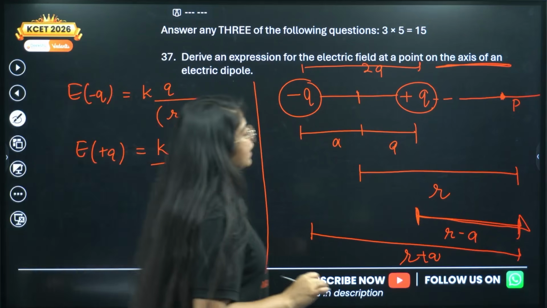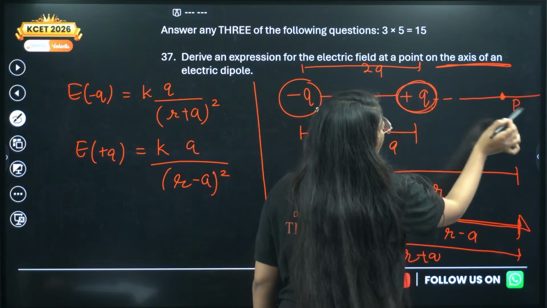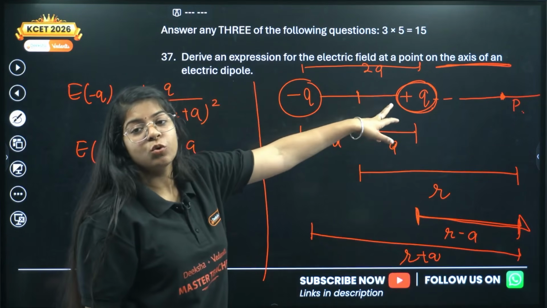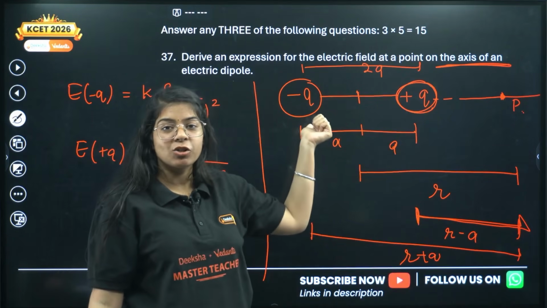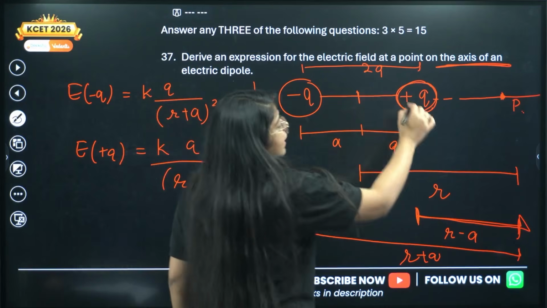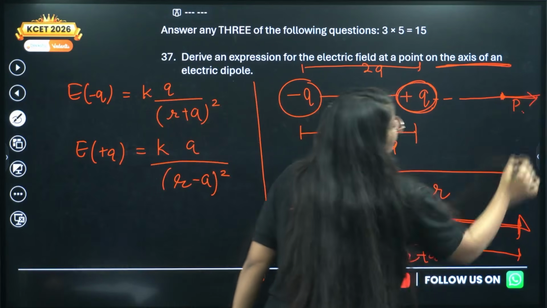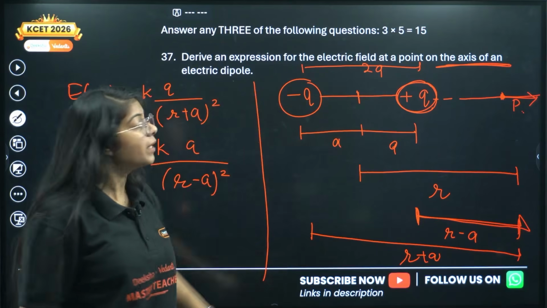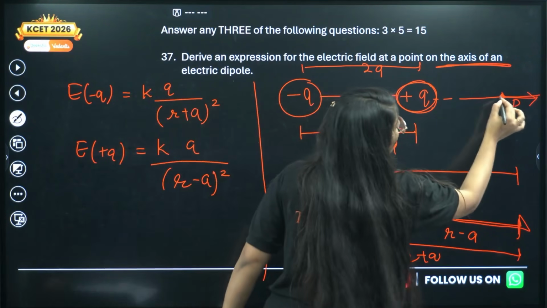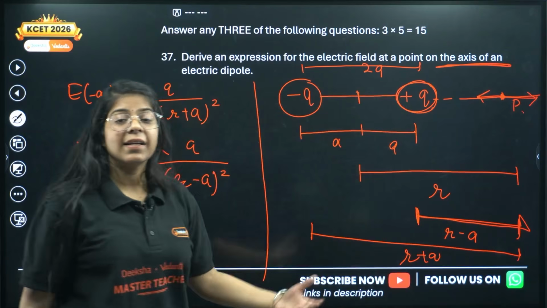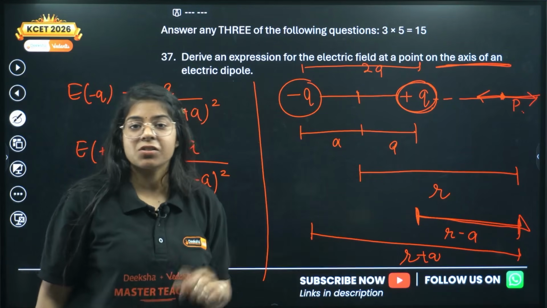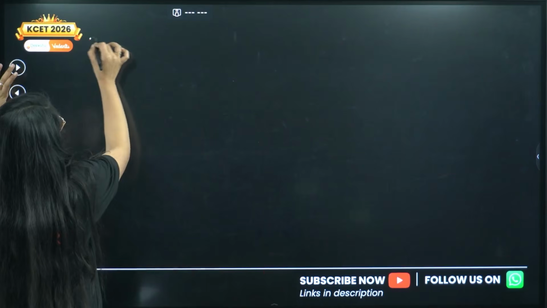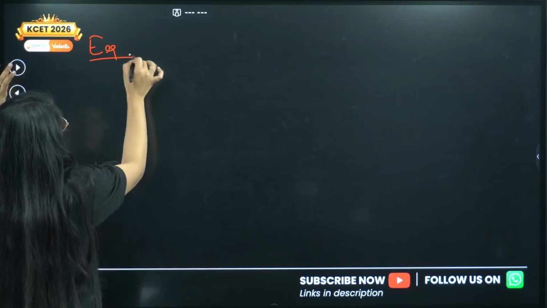Now definitely this charge is closer to point P. So the electric field due to plus q will be definitely more than minus q, and the electric field due to plus q will push it away from it, but minus q will pull it towards it. So they will definitely be subtracted instead of added. Correct? So let's see what the equivalent electric field will be.